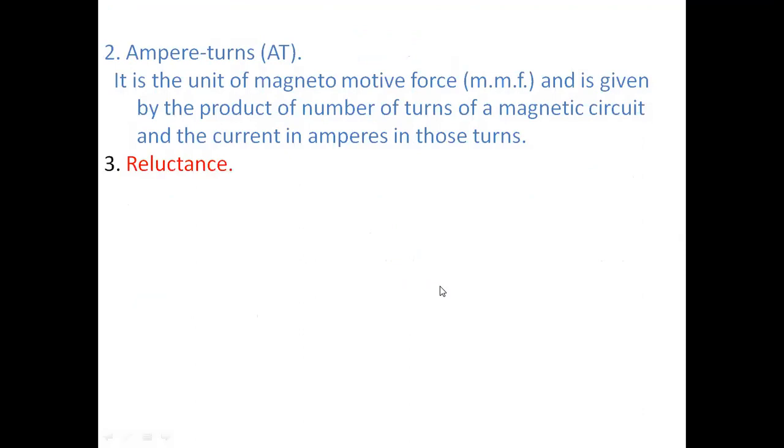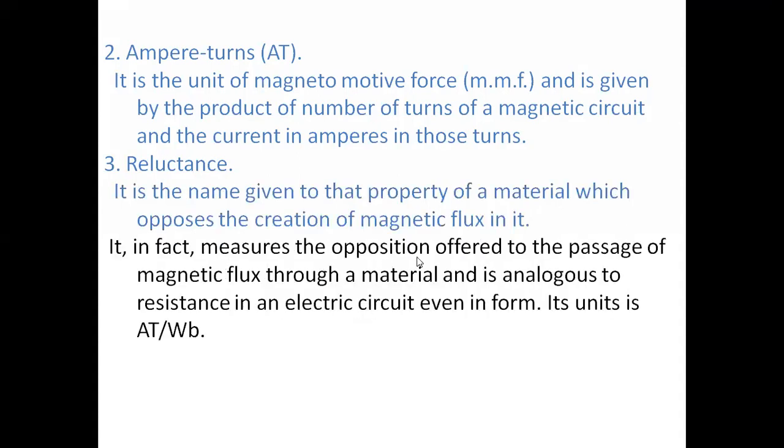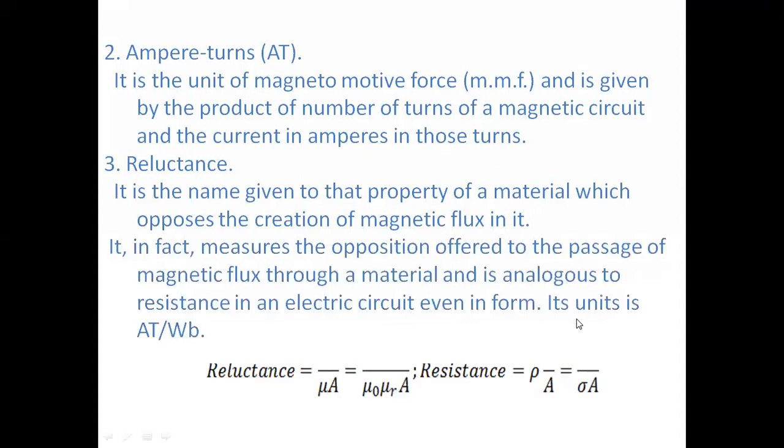And the reluctance. It is the name given to the property of the material which opposes the creation of magnetic flux. That property is considered reluctance. It measures the opposition offered to the passage of magnetic flux through a material and is analogous to resistance, and its units are ampere turns per Weber.